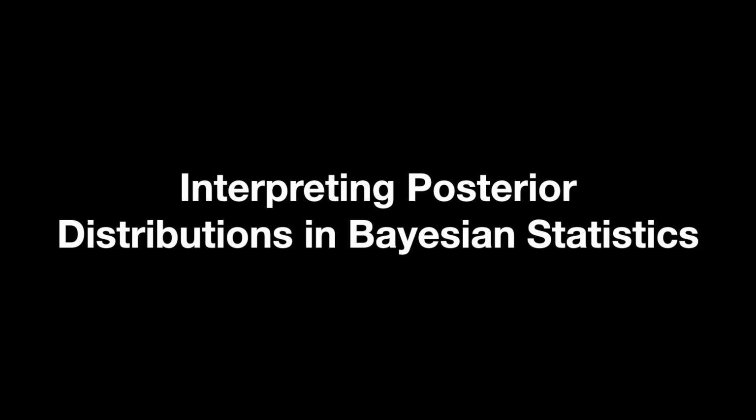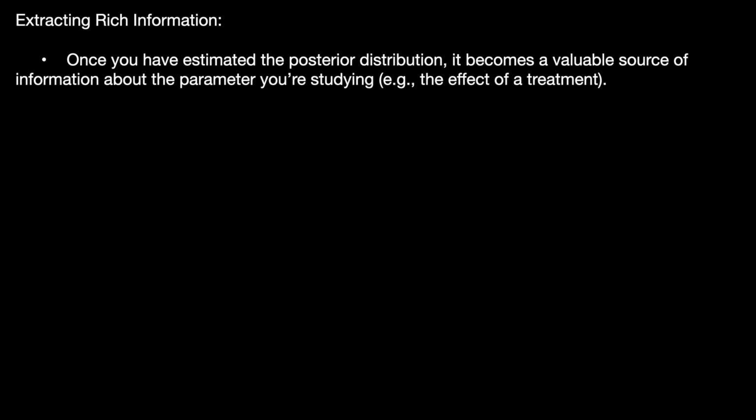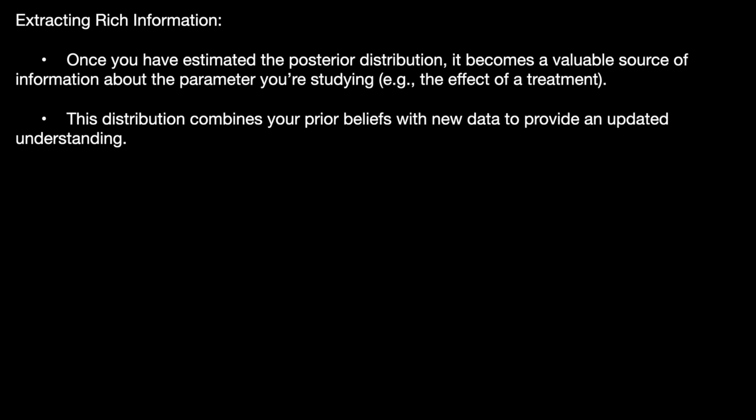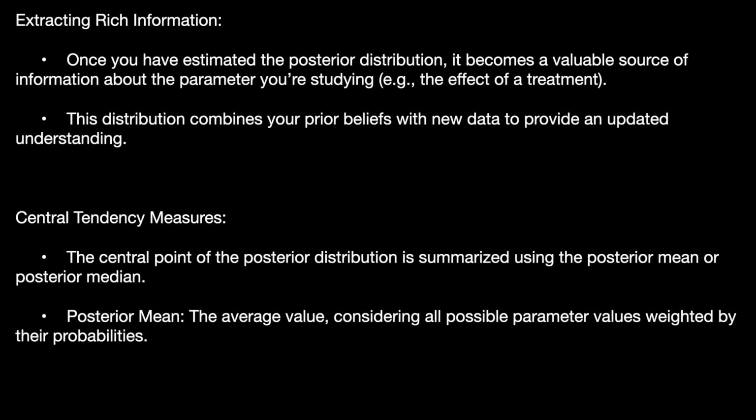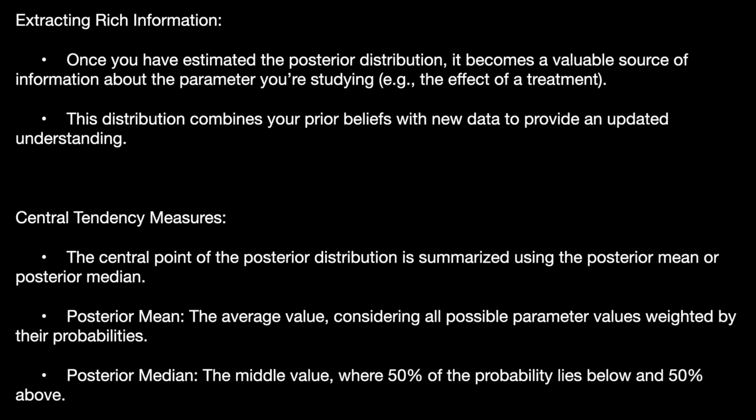So how do we interpret the posterior distribution in Bayesian stats? It helps us in extracting rich information. Once you have estimated the posterior distribution, it provides a valuable source of information about the parameter that you're studying, that is the effect of a particular intervention in the treatment. The distribution combines your prior beliefs with new data to provide an updated understanding. The central point of the posterior distribution is summarized using the posterior mean or the posterior median. The posterior mean is the average value considering all the possible parameter values weighted by their probability. And the posterior median is the value with 50% probability on either side.